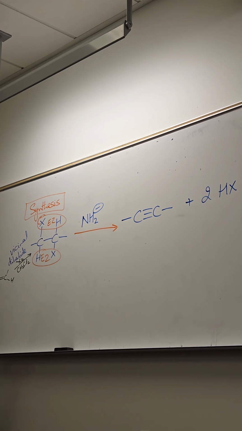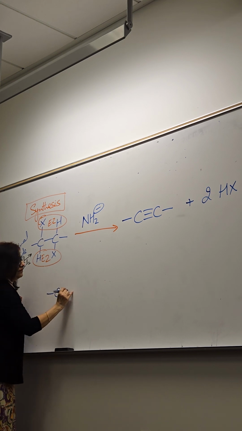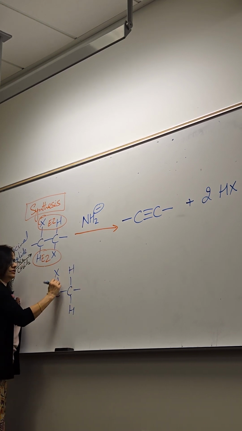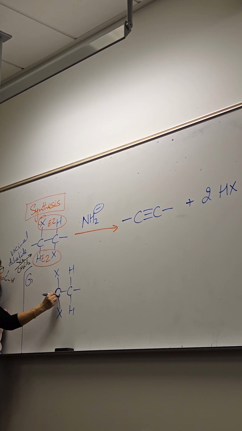Now, it doesn't have to be a vicinal dihalide. Of course, a vicinal dihalide we can get from an alkene, create that and then convert it into an alkyne. But it doesn't have to be a vicinal dihalide. What's the opposite of vicinal? Syn, same side? That's a good guess, but this is not same side. It's the same atom, the same carbon.